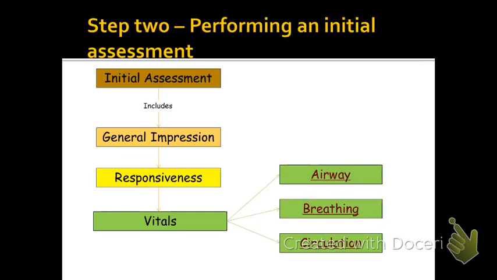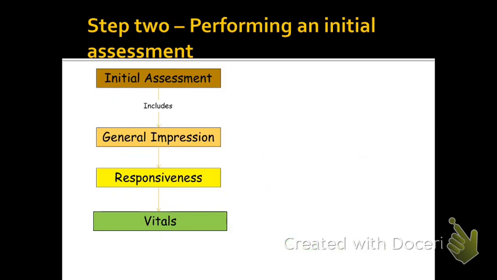So in the initial assessment, we've talked about the general impression, we've talked about the responsiveness and the 4 levels of consciousness. We've just assessed the vitals. We've talked about opening the airway. We've talked about the normal breaths per minute. We've looked at the circulation and what patients should present like. Now what we're going to talk about is updating the EMS system.